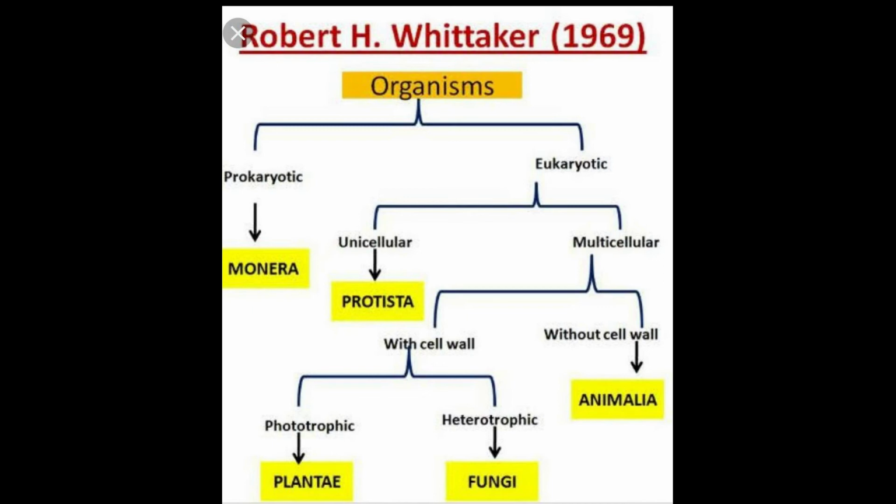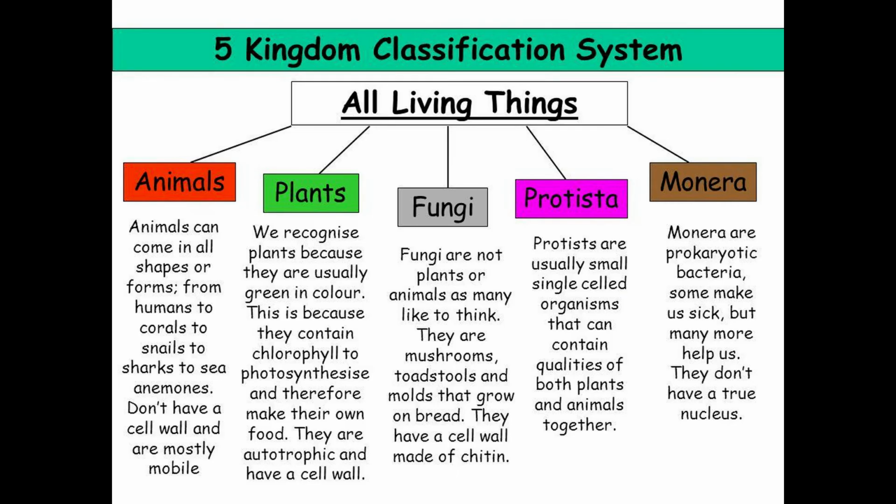In the multicellular, it is again divided into with cell wall and without cell wall. With the cell wall, it is divided into phototrophic, that is Plantae, meaning all types of plants on this earth, and heterotrophic, meaning the organisms which depend on others for food, for example fungi. Without cell wall, that is Animalia, including us, in the kingdom Animalia.